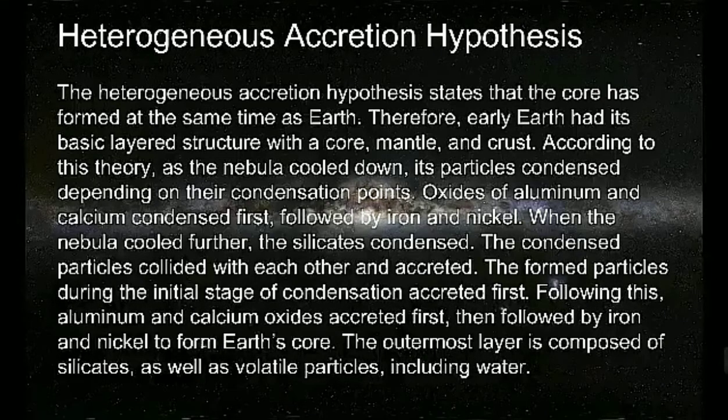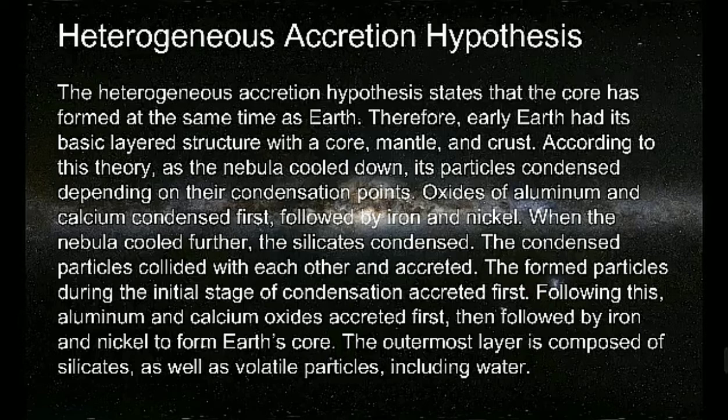Heterogeneous accretion hypothesis. The heterogeneous accretion hypothesis states that the core has formed at the same time as Earth. Therefore, early Earth had its basic layered structure with a core, mantle, and crust. According to this theory, as the nebula cooled down, its particles condensed depending on their condensation points. Oxides of aluminum and calcium condensed first, followed by iron and nickel.